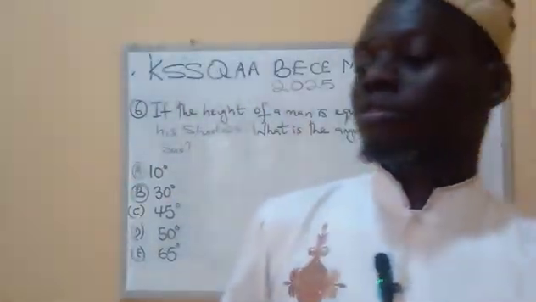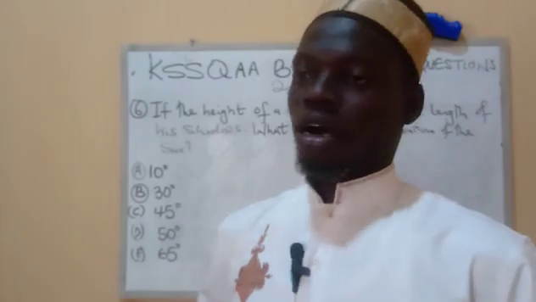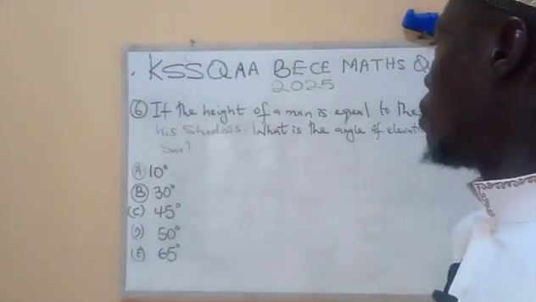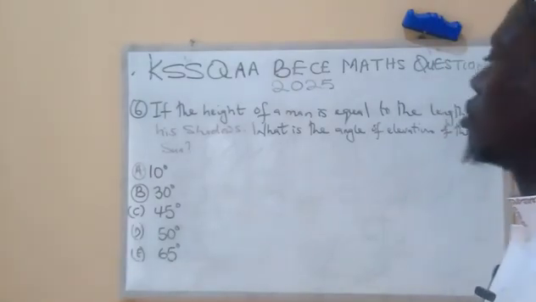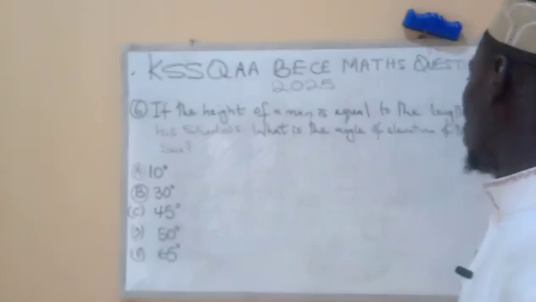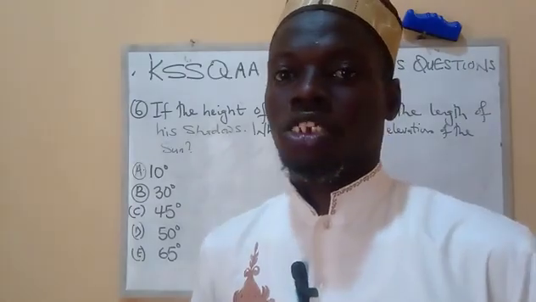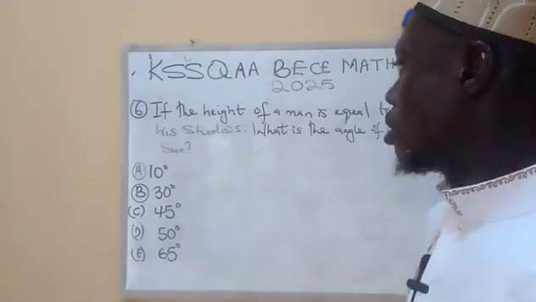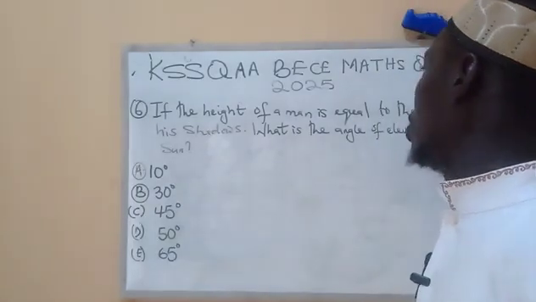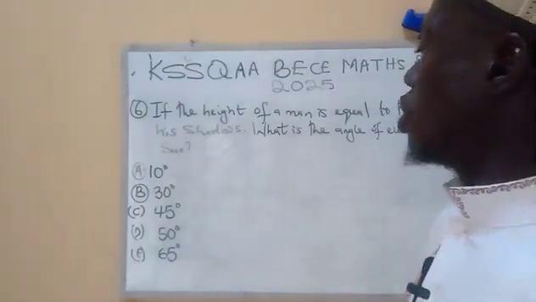Good afternoon. So we go straight to number 6 of the question. It says, if the height of a man is equal to the length of his shadow, what is the angle of elevation of the sun? What is the angle of elevation of the sun? And it said that the height of the man is equal to the length of its shadow.